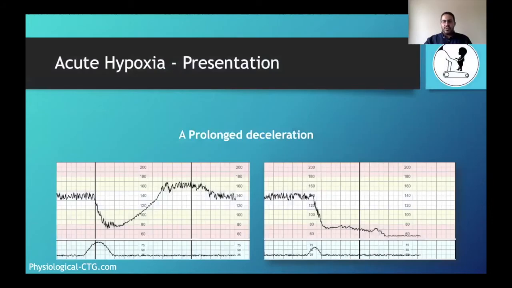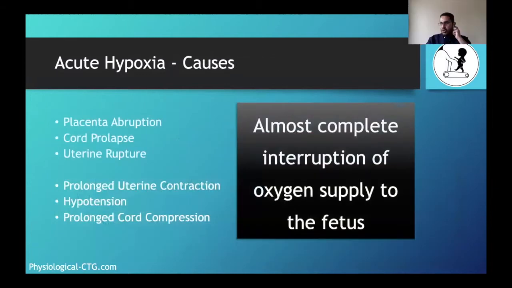And we'll always start with acute hypoxia. What's acute hypoxia? So it presents on the CTG with a prolonged deceleration, but what is it? What happens in acute hypoxia? The baby's oxygen supply suddenly stops for various reasons, okay? And the baby is literally getting no more oxygen. Just out of interest, how much oxygen do you think is within the oxygen carrying capacity of the entire baby's blood volume?